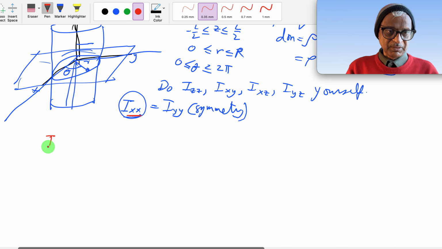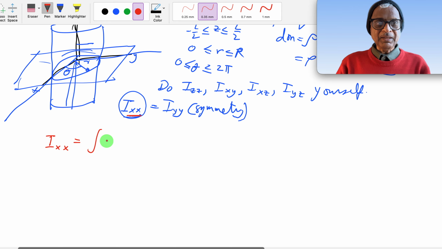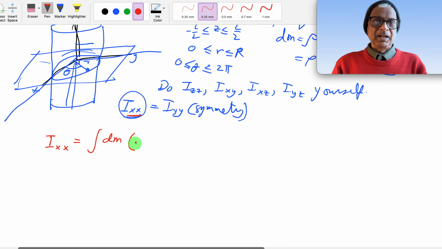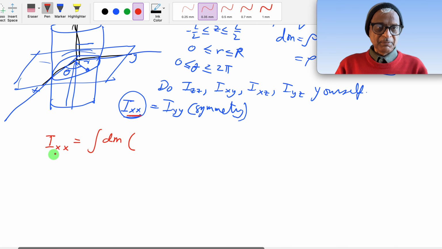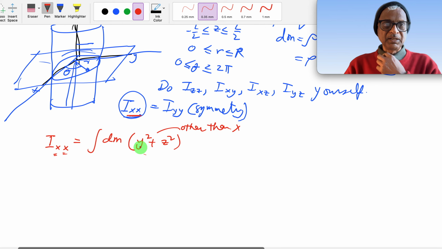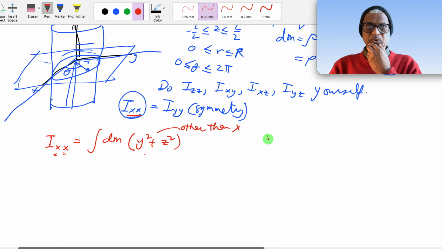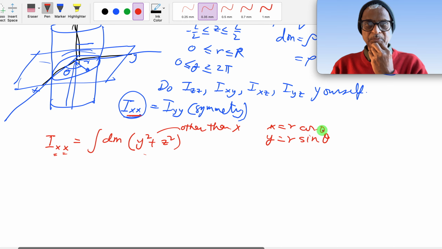So let's do it very quickly again. You have a dm, and that's going to be multiplying, I have x, so that's going to be y square plus z square. There's no x here other than x. So the other guy is squared, okay? So that's the way to remember it. And of course y is going to be r sine theta, because we're in polar coordinates. Of course x used to be r cosine theta, but we don't need it yet.